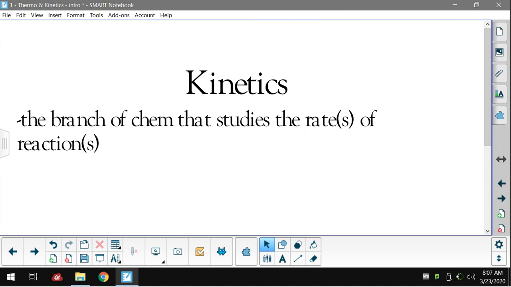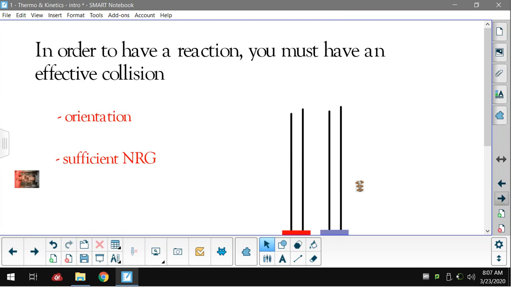We've talked about molarity real briefly. But before we get to that part, let's talk about how it's actually done. In order to have a reaction, you must have an effective collision. That's how it determines whether a reaction is going to even occur or not. So, you need two things: you need correct orientation, and you need sufficient energy.